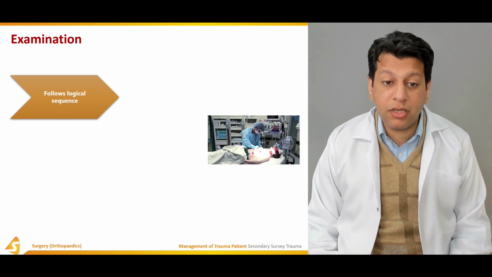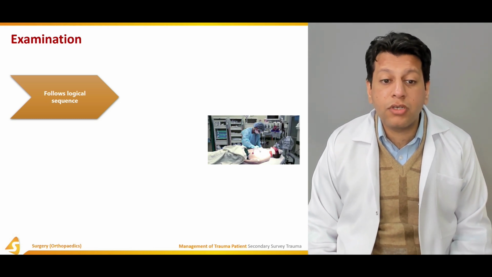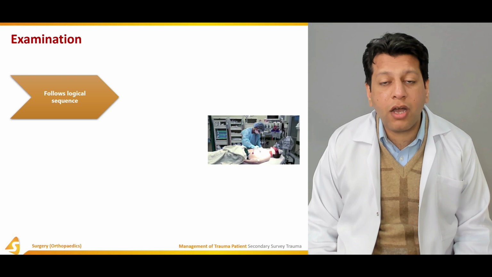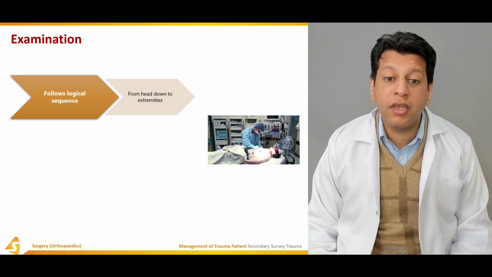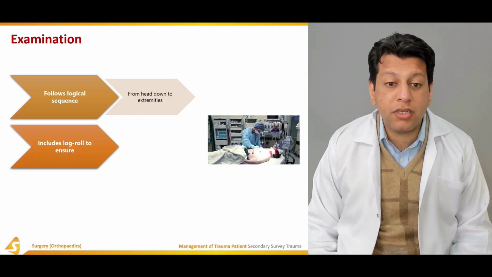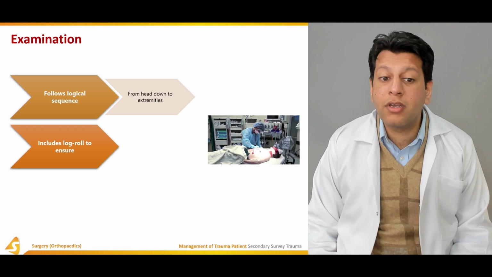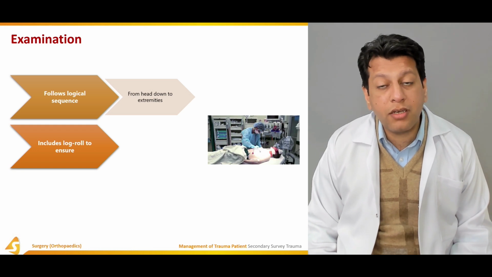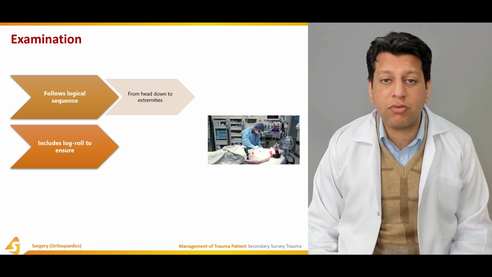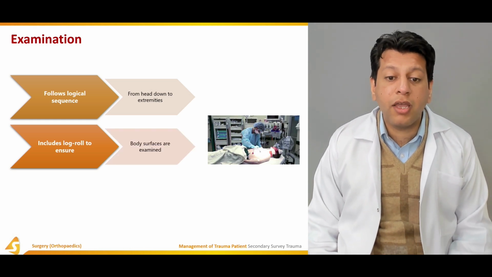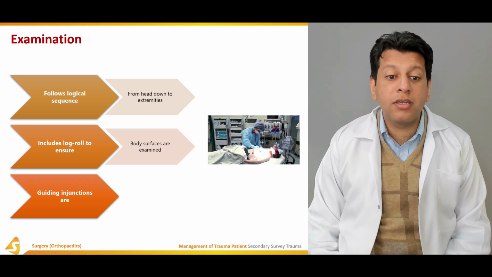Then comes examination. Logical questions are asked which may give us a clue how it happened, where it happened, and what were the circumstances in which the trauma happened. And from head down to the extremities, we have to assess the patient. This includes a log roll, which is done to ensure that there is no associated injury on the posterior aspect of the body, and the posterior body surfaces are examined.